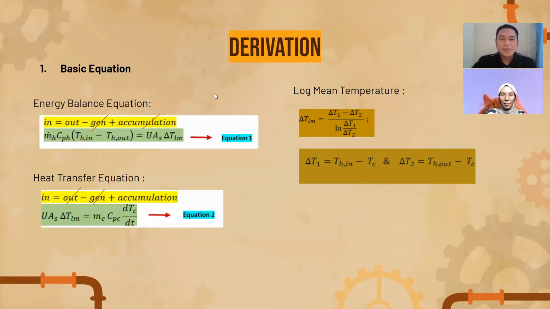So I will continue the derivation part. First of all is the basic equation. We list out the energy balance equation and heat transfer equation: in equals out, m dot h cph times TH in minus TH out equals U AS delta T log mean. And then the heat transfer equation: in equals accumulation, U AS delta T log mean equals MC CPC delta TC over dt. And the log mean temperature delta T log mean equals delta T1 minus delta T2 over log of delta T1 over delta T2, where delta T1 is TH in minus TC and delta T2 is TH out minus TC.